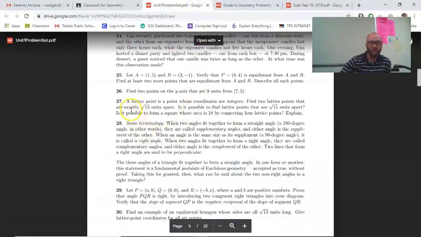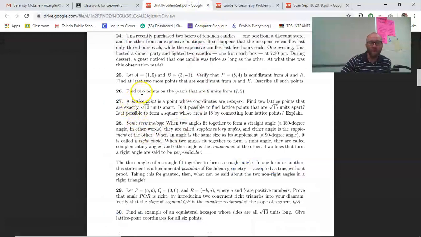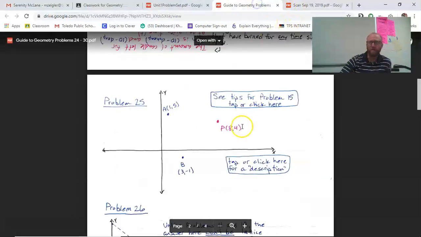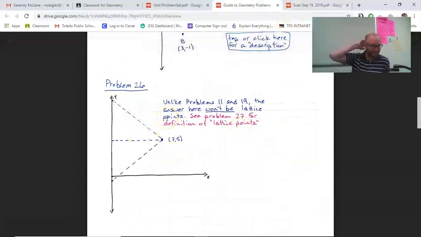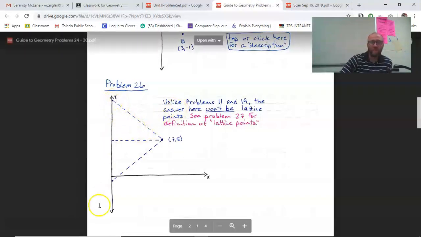Next, we've got number 26. So finding points on the y-axis that are so far away. So here, all I need you to do is to copy down this diagram.